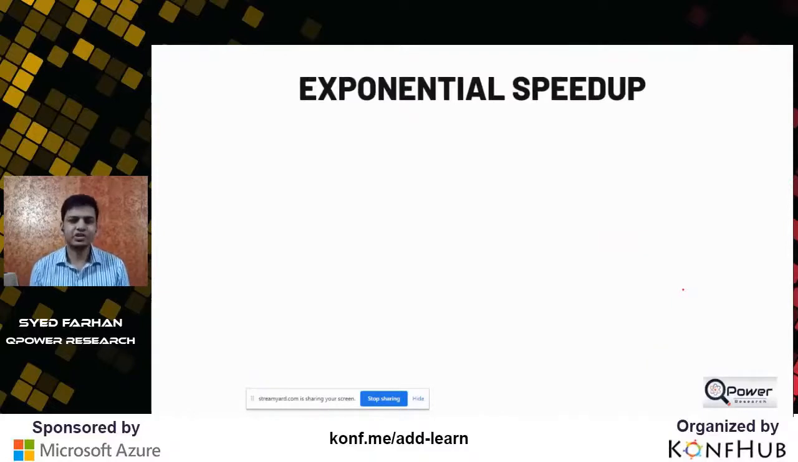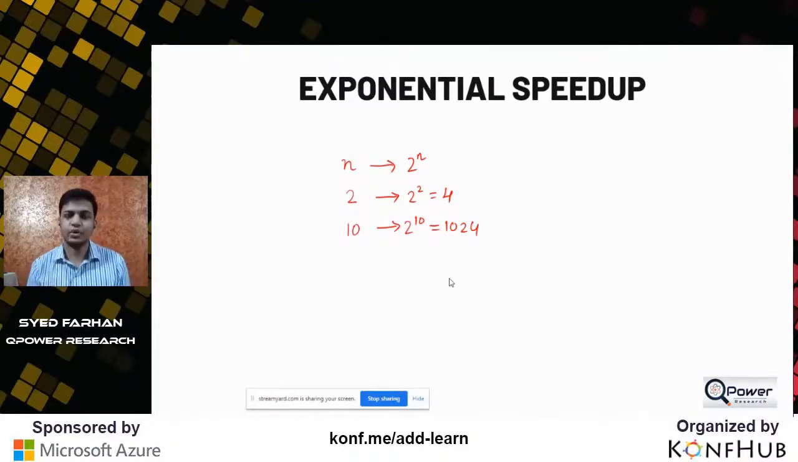So let's talk about exponential speed up. If you have, for example, n bits, then you can have 2 to the power n quantum states possible with these n bits. To give you a small example, if you have 2 bits, then 2 to the power 2 is equal to 4, so you have 4 states possible. But if it's 10, then we have 2 to the power 10, which is 1024 states possible, which means that you will be able to use the exponential space of quantum systems, exponential Hilbert space, to actually compute something that you want to. That's where the exponential speed up of quantum computers comes into picture.